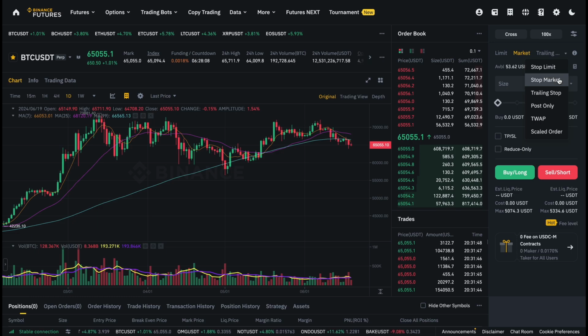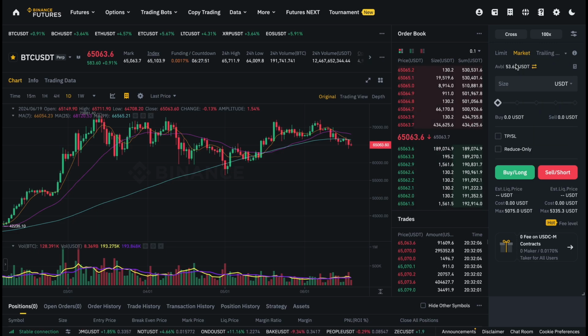for stop limit, stop market. Now I'm gonna go through these quickly because first off, if you don't know what these are, you shouldn't be trading futures, and if you want a detailed tutorial on them, I'll leave a link in the description below to a previous video that you can go and check out and see what these are in detail.